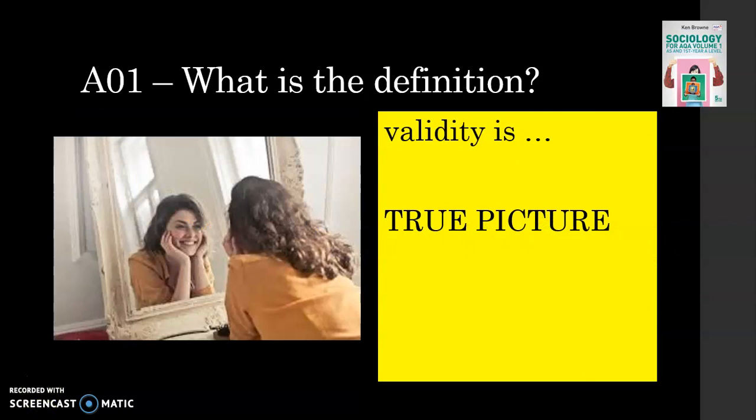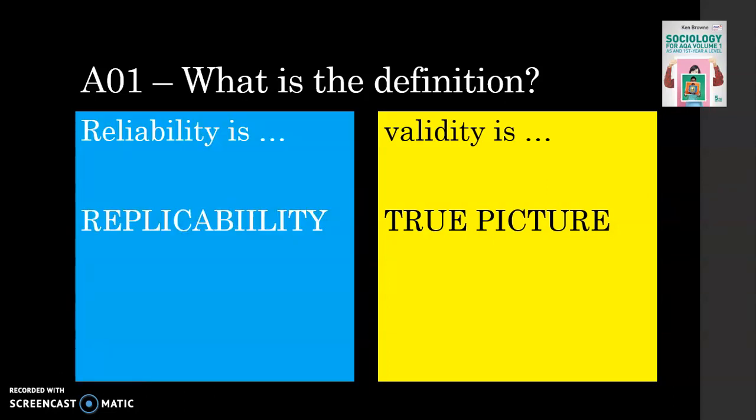Validity, on the other hand, is a true or accurate picture of what you're researching. Research that is high in validity offers rich, detailed findings. So if you were to hold a mirror up, it should be a true reflection of what that reality is. So to summarise, reliability is, can you repeat the method? And validity, does the research paint a true or accurate picture?